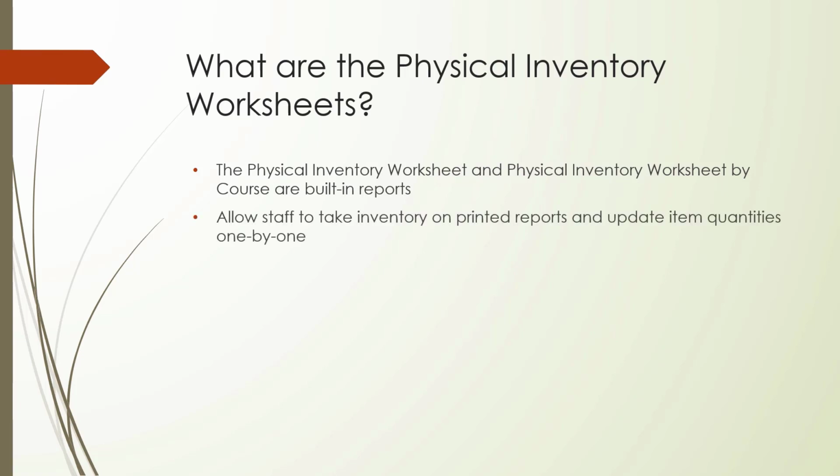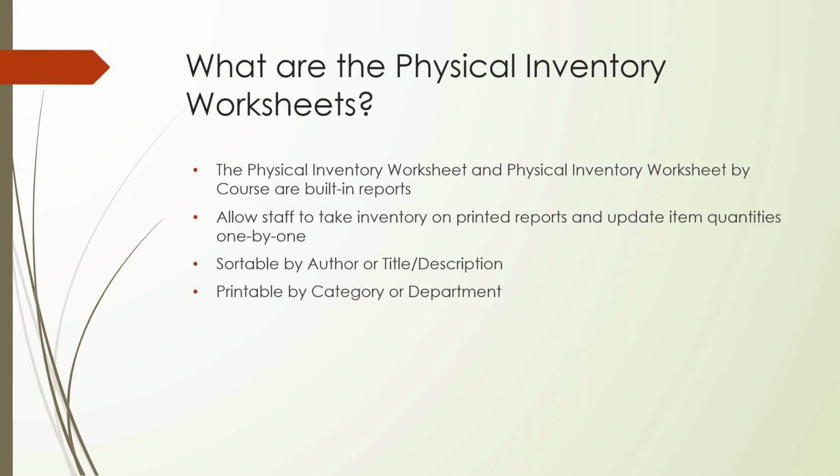With these reports, you or your staff can print out a tally sheet for your inventory, count each item on the sheet, then enter those quantities directly onto the report in Booklog, updating your quantity on hand. You can sort this report to match the organization of your inventory, such as by author and category. You can also filter this report to be printed by individual departments or categories.